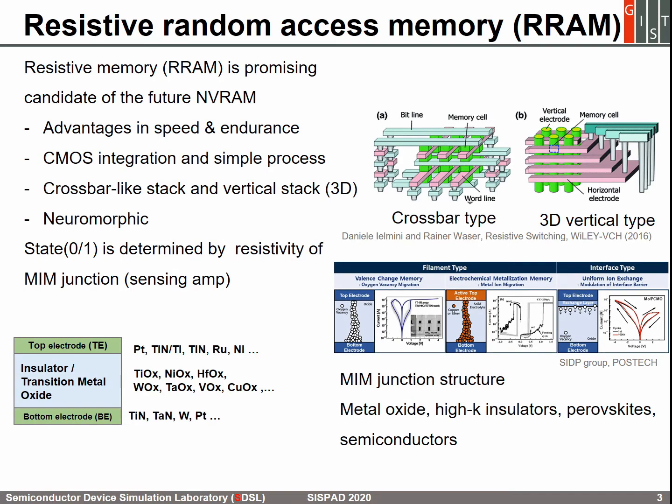Introduction. The Resistive Random Access Memory (RRAM) is a promising candidate of the future non-volatile memory. It has advantages in speed and endurance. Also, the CMOS integration is possible and the fabrication process is relatively simple. Moreover, it has been widely studied as a candidate for neuromorphic devices. The resistance of a metal-insulator-metal junction determines the memory state.